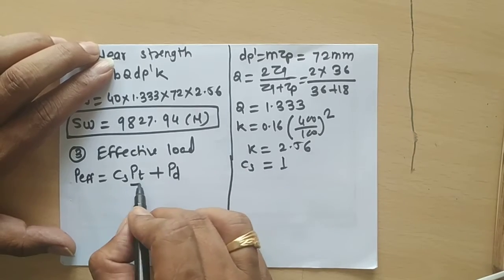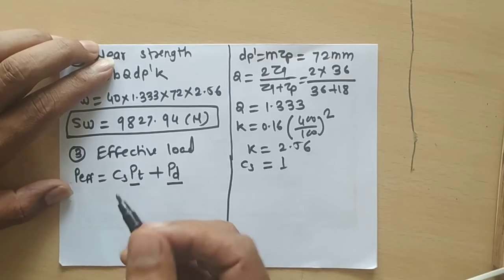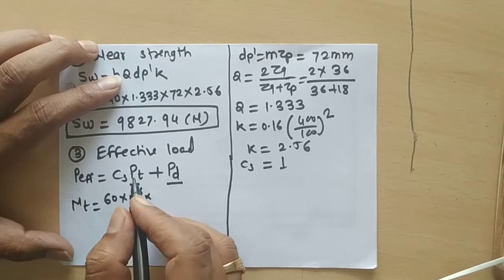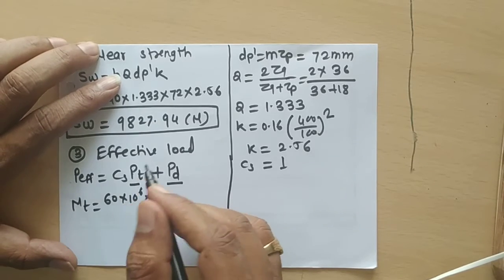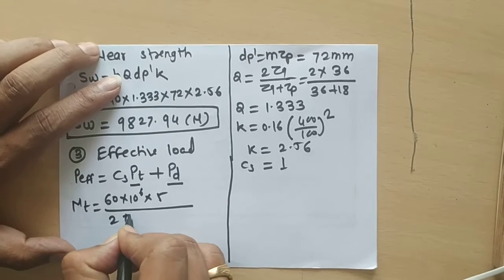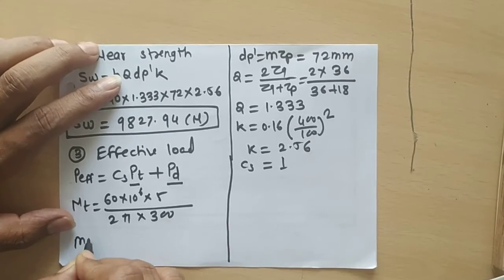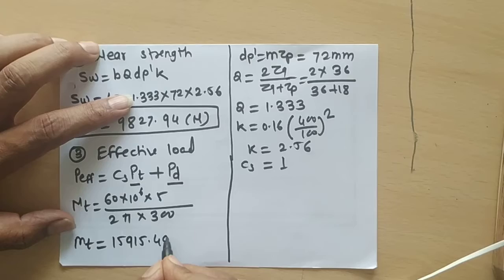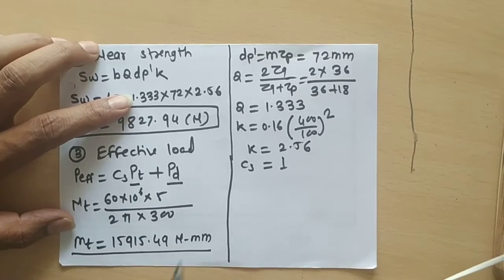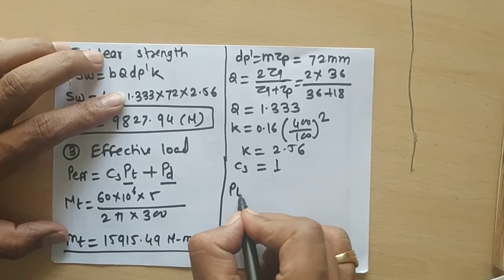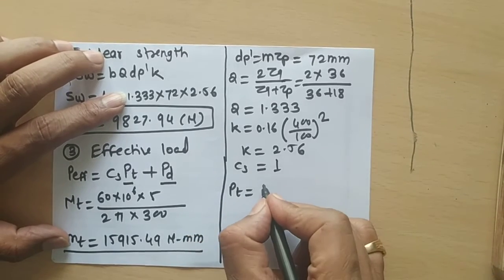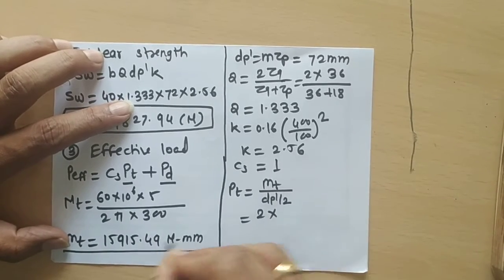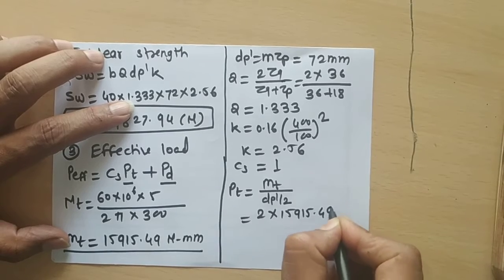Now find out PT and PD. For PT, first find out the torque transmitted. Torque transmitted, MT, is equal to 60 into 10 to the power 6 into kilowatt upon 2 pi NP. Kilowatt is 5 and NP is 3000. From this we find the value of MT, which is 15915.49 Newton mm. This is the torque transmitted. Then find the value of PT, that is the tangential load or static load. PT is equal to MT upon dp dash by 2, which is equal to 2 into MT, 15915.49 upon dp dash.